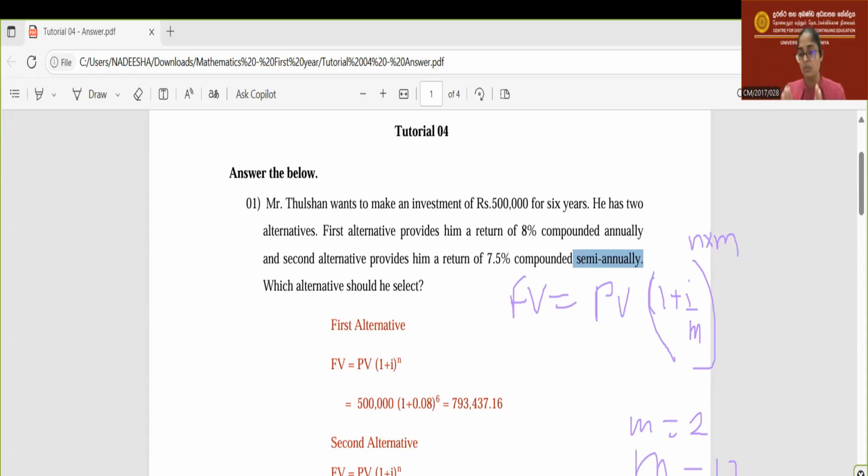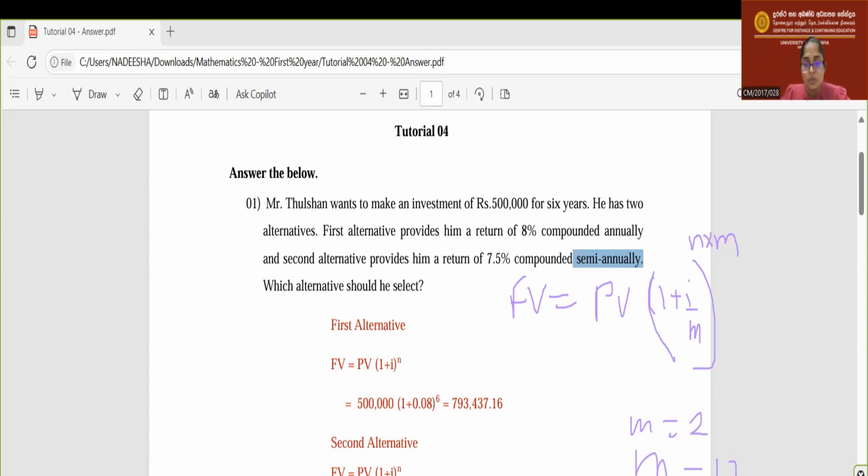Don't worry, a quarter always means 3 months. How many quarters for a year? 4. That's why the 4 came. So a quarter is not 4 months, it is a 3-month period, and we find 4 quarters for a year. That's why we take 4 as the m.